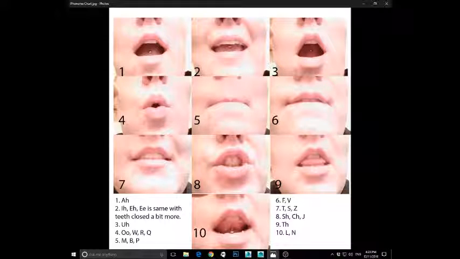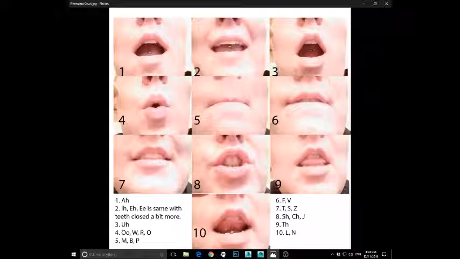Number 4 is U, W, R, and Q. So world, wood, rabbit, quail, quick, those kind of words. It's all pretty much the same shape. Number 5 is M, B, and P. Pretty much the same shape. 6 is F and V, where the lip curls under the teeth to get that F and V sound.